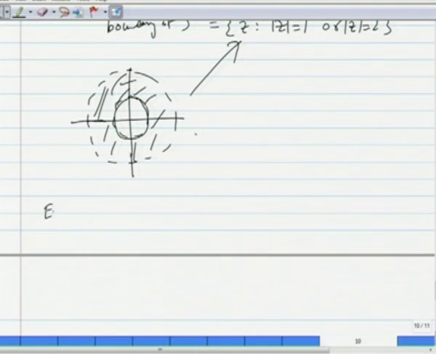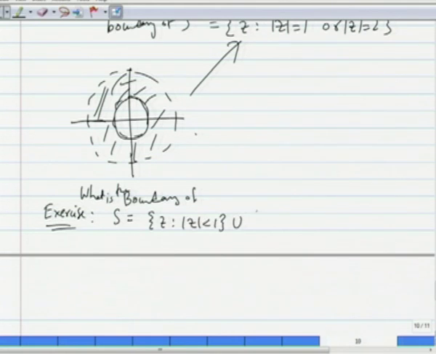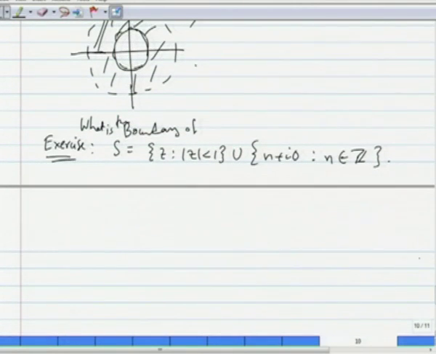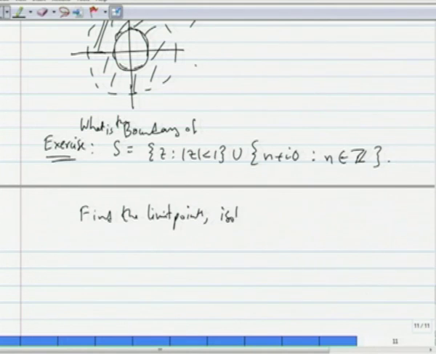So, an exercise to the viewer: what is the boundary of the set of all Z such that mod Z is strictly less than 1, union the set of all n plus I 0 such that n belongs to Z? Calculate the boundary of this. It is the open unit disk union the integers. Also, further find the limit points, isolated points, and interior points of S.